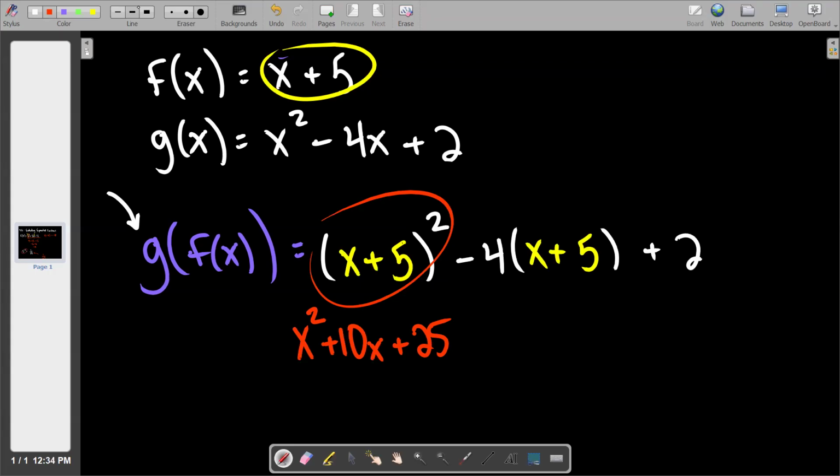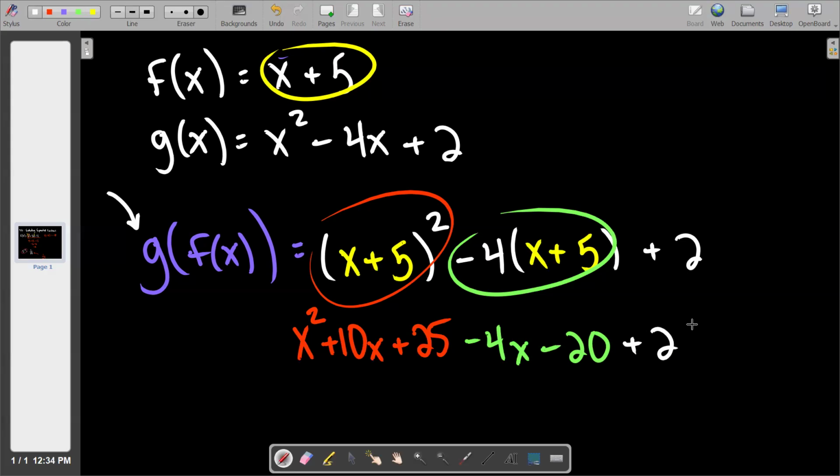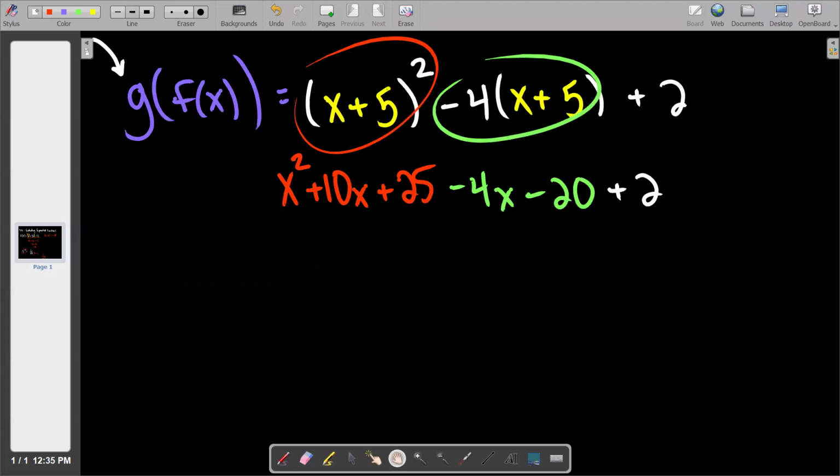And then how about the green egg? What is the green egg going to be? It's just distribution. So what do we get? Right. And then, of course, you've got the leftover guy, the constant from the function that was unaffected by the substitution. And then from here, it's just combination of like terms. So x squared, and then how many x's? Plus positive 6x, and then a whole bunch of constants. What's 25 minus 20? 5 plus 2, 7. So that's just a real little, obviously harder than the first one.